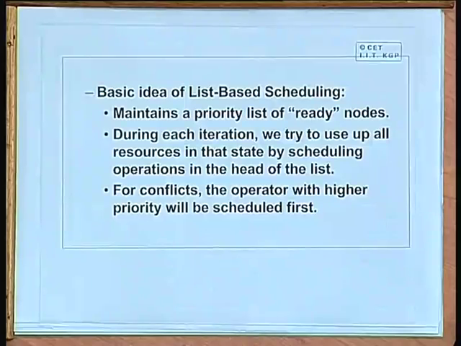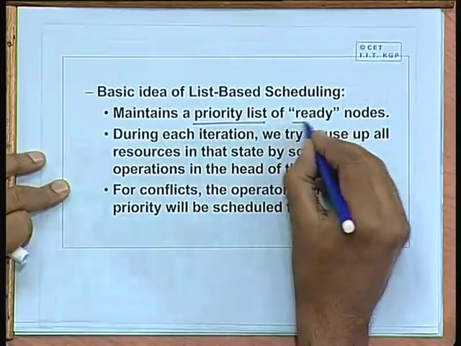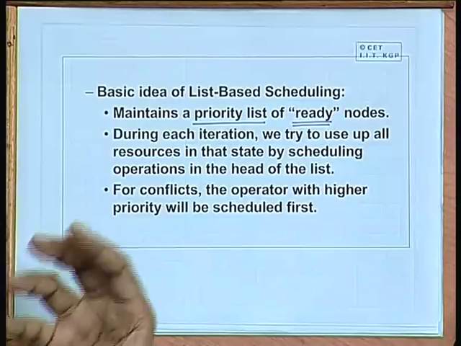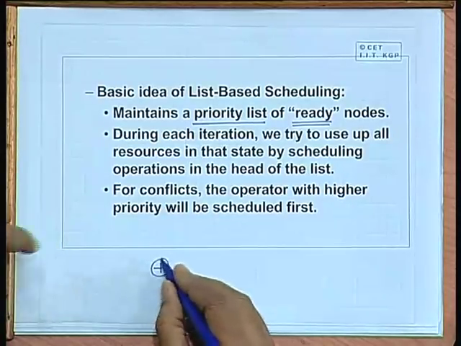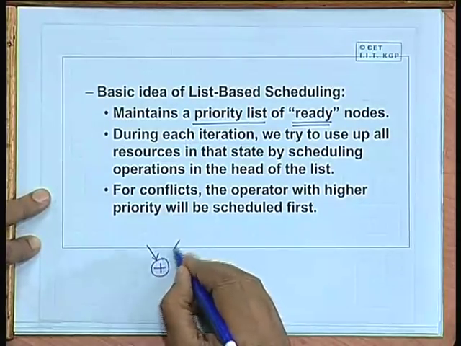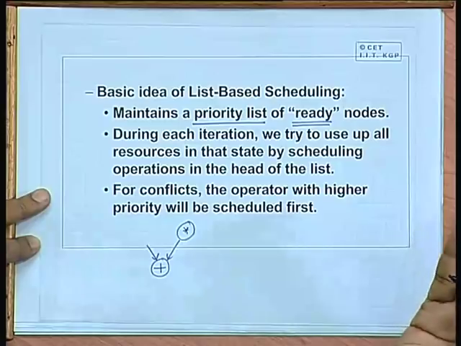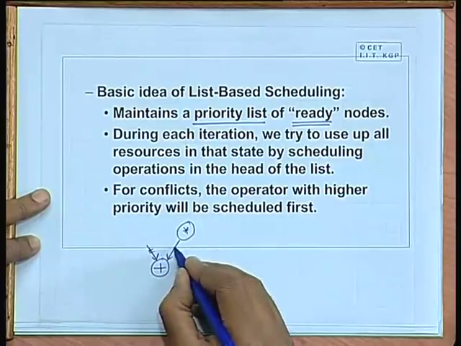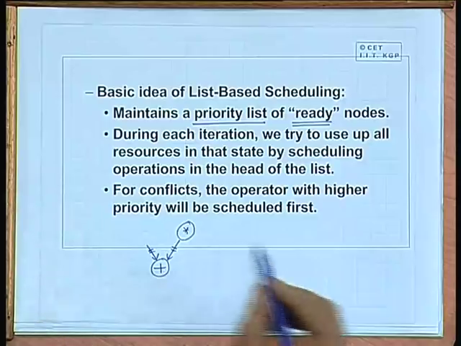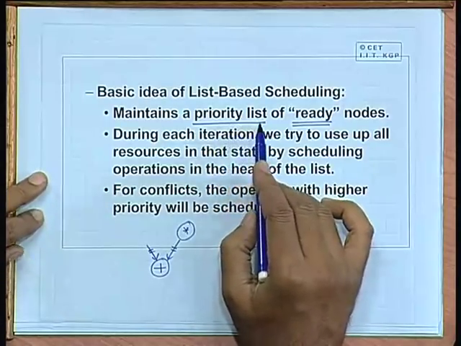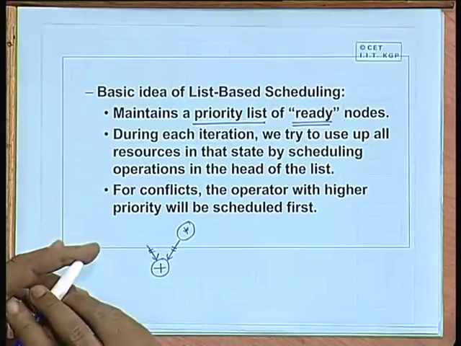The basic concept of this method is to maintain some kind of a priority list of ready nodes. Ready nodes are computation nodes or operation nodes. Say this is a computation node, this node will be called ready if all its inputs are available. That means if an input is coming from some other operation, that operation has already been allocated to a previous time step. So at this point in time both the operands are available, and this operator is free to be allocated in the current step. We maintain not just a list, but we also assign some kind of a priority. We will see how, but the concept of priority goes like this.